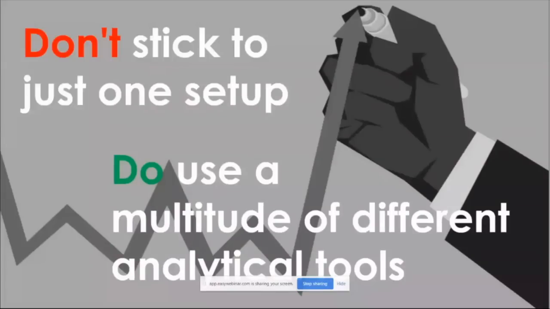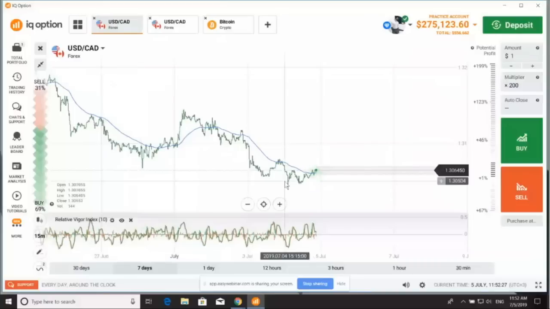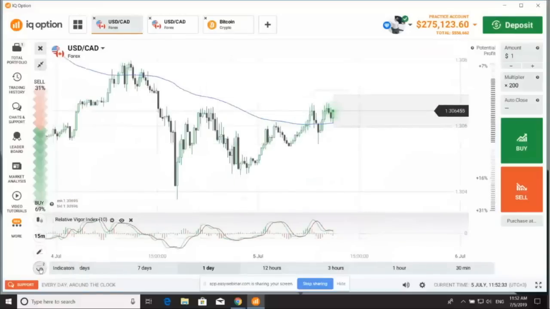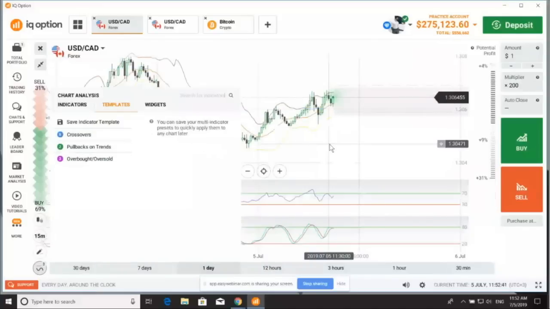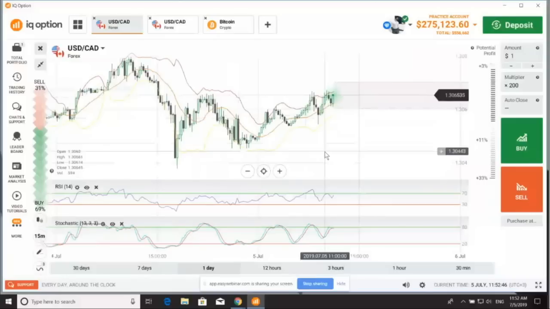So here on my dollar Canadian, we can see that this is one setup, right? If I go to indicators, I have templates here, and you can see I have three different templates. Pullbacks on trends is the one I have currently on. Then I have the overbought and the oversold. So if, for example, in the previous setup I didn't find an entry point, I can check a different setup. Maybe these indicators might tell me something different. What is this telling me, right?